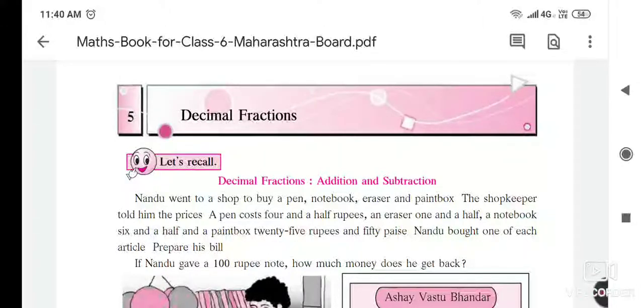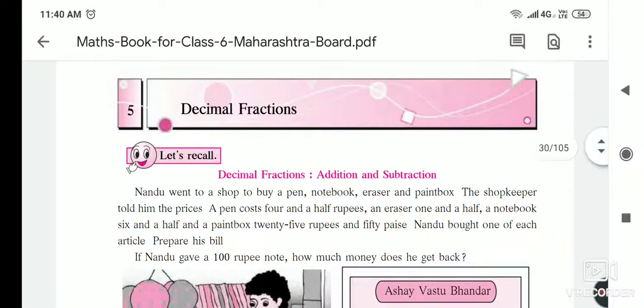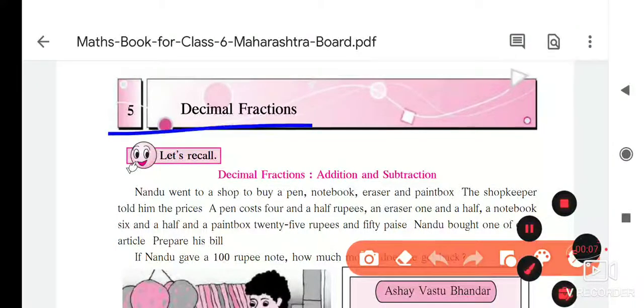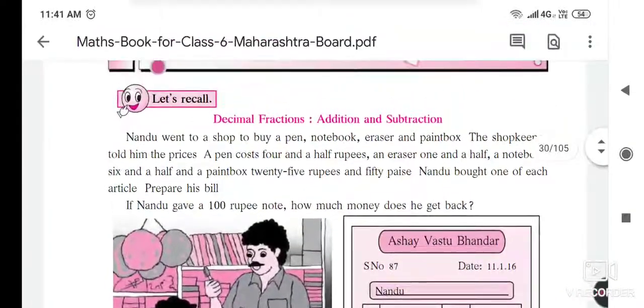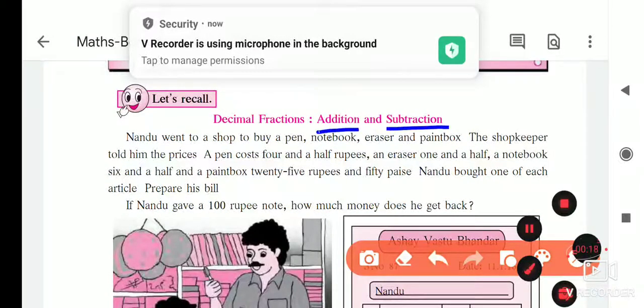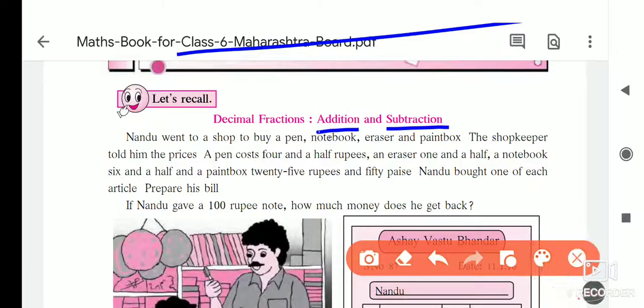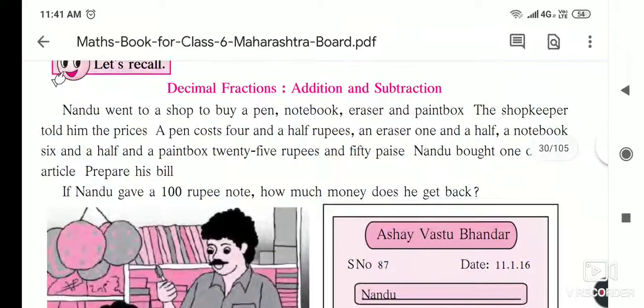Hello students, today we will start the next lesson, that is the fifth lesson, the decimal fraction. In the decimal fraction, let's recall, the first activity that we will see is the decimal fraction and inside it addition and subtraction. Okay, so first of all, here one picture is shown.